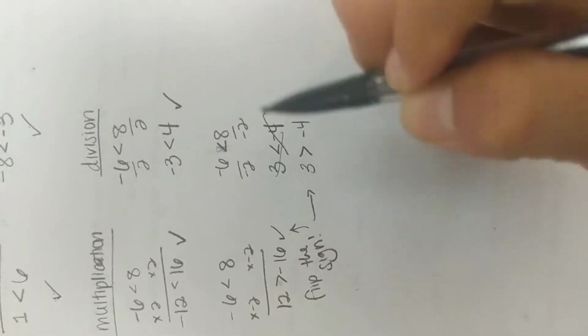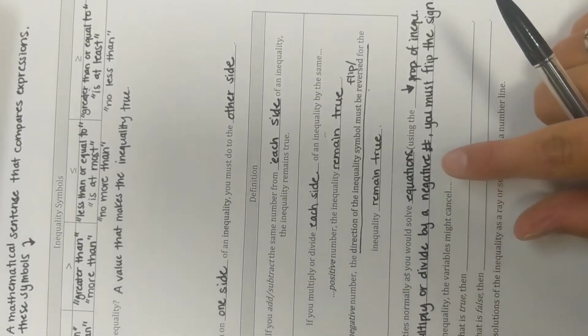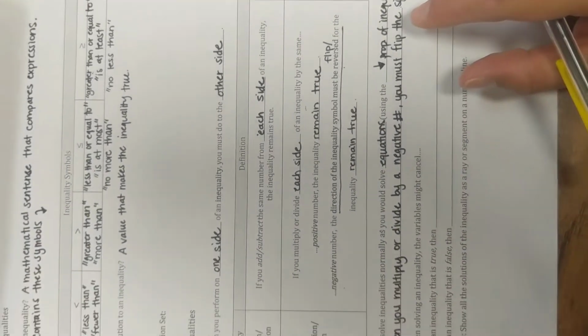All right, so that's where we got in our notes that when you multiply or divide by a negative number, you must flip the sign. It's really crucial.